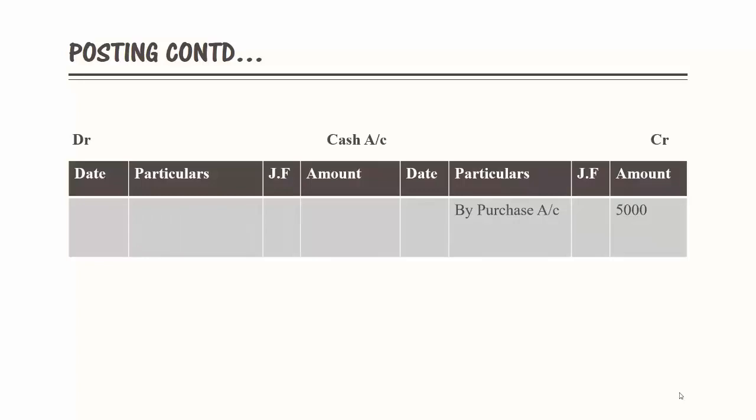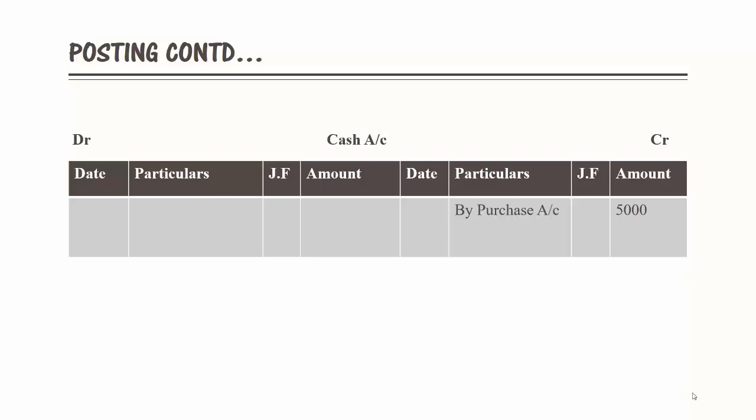As cash account was credited under journal, similarly cash account will also be credited under a ledger account, but the reference of another account will be given, that is of purchase account. So under cash account, purchase account will be credited with rupees 5,000. So one thing you have to keep in mind is that when we prepare a ledger of any particular account, we cannot give a reference of that particular account. For example, if we prepare a cash account, we cannot give the reference of cash account under cash account. We have to give the reference of another account involved in that particular transaction.